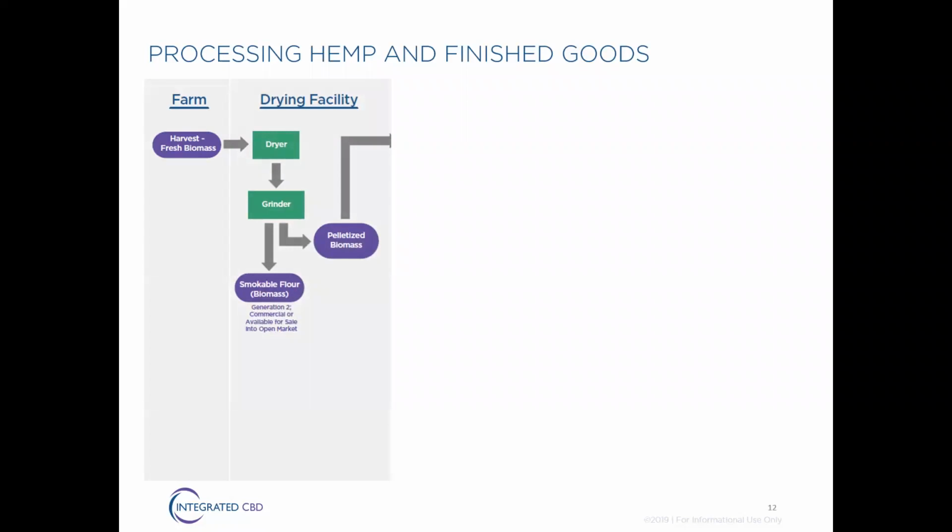Our drying facility allows us to cure hemp to a certain moisture level, allowing for an optimal ability to grind it and provide two types of products. One product can be turned into smokable flower and sold as is, while the ground material can additionally be further processed into what's called pelletized biomass. This pelletized biomass is then sent off to our facilities where we perform the extraction.